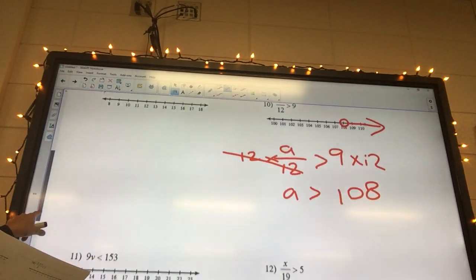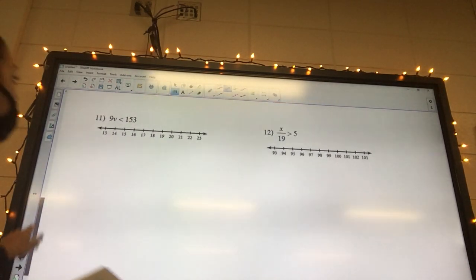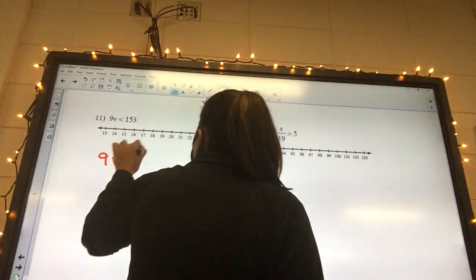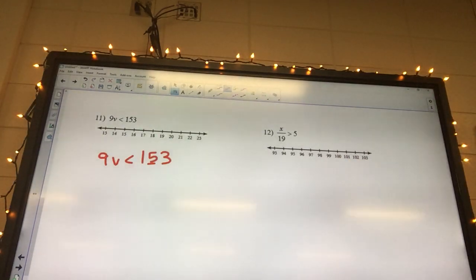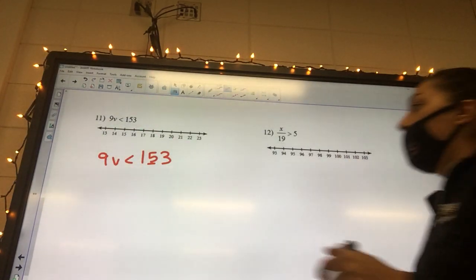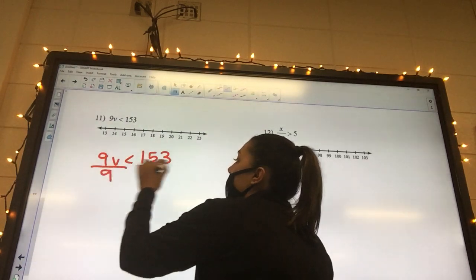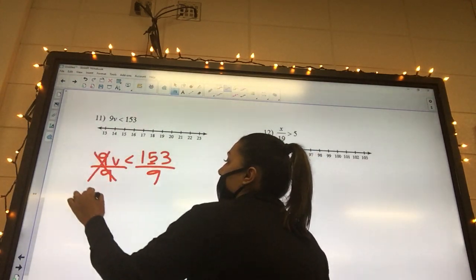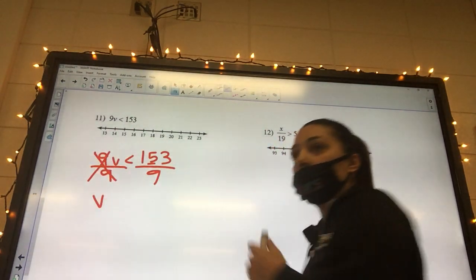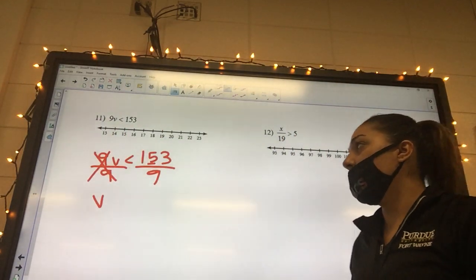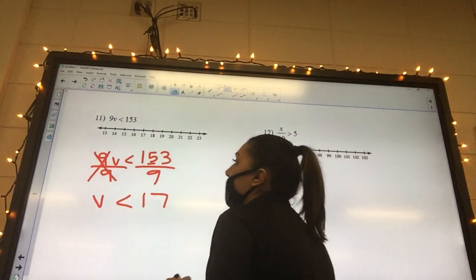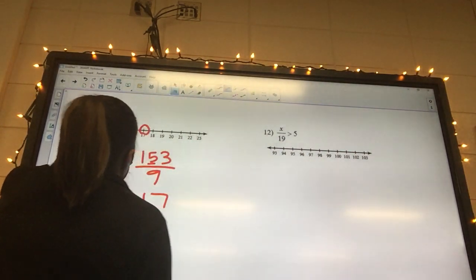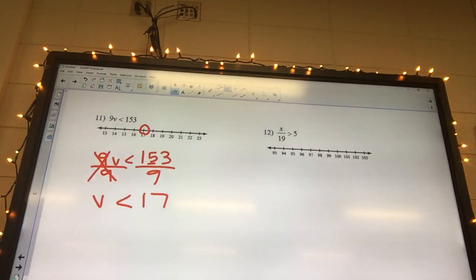Okay, 11. 9b is less than 153. What do we need to do to solve that? Divide by 9. Do we need to flip? No. Why not? The 9's not negative. And what's 153 divided by 9? 17? Okay, so we're going to open at 17 and it's going which way? The left.